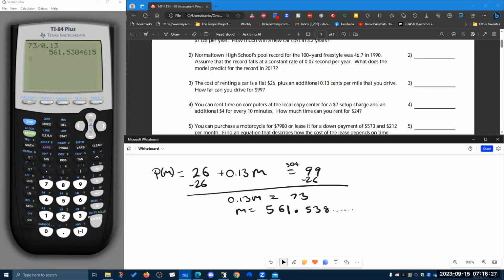I assume that we're going to talk about whole numbers of miles that we can drive. So I'm going to have to round down here because I can't get to the 562nd mile. I don't have enough money to pay for it. So even though that's a 0.5, I'm going to have to round down because of the context of the problem to 561 miles. Okay.